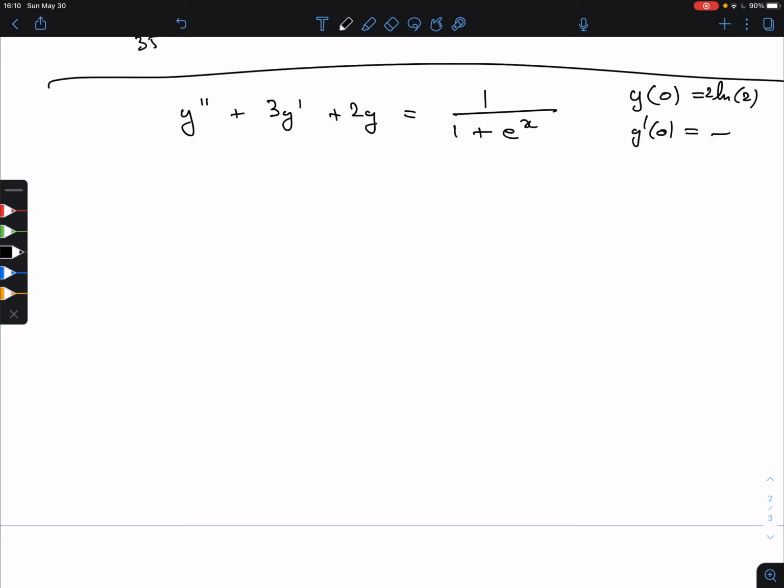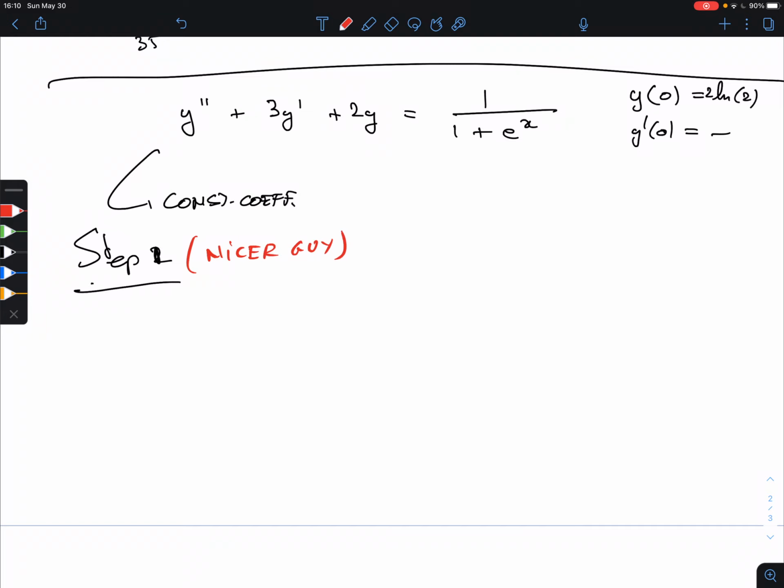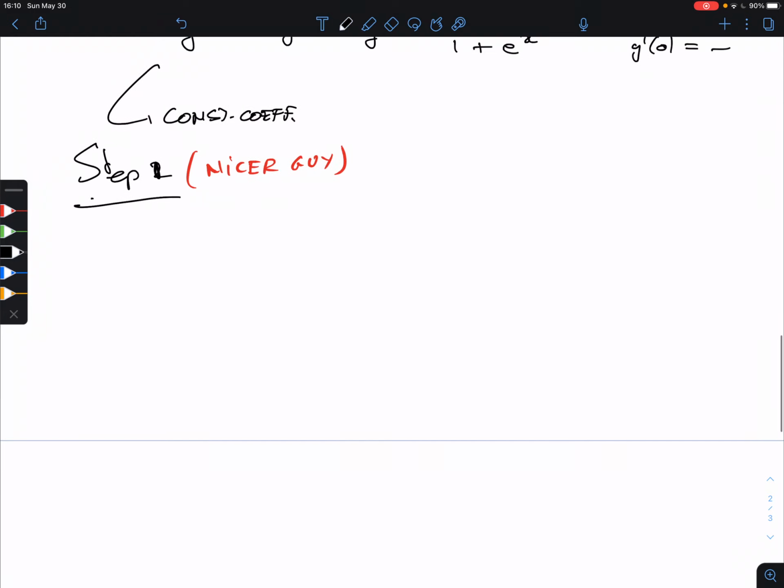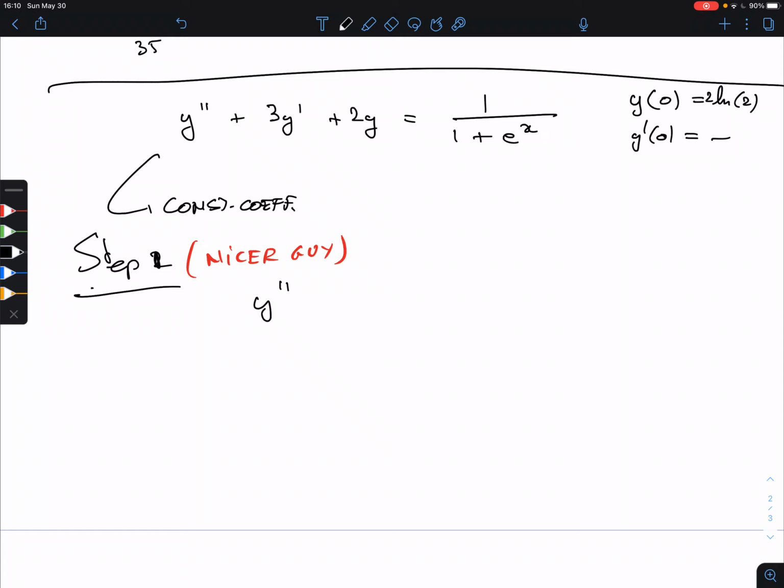So, can we find the fundamental system of solutions of the complementary homogeneous equation? It's a linear one with constant coefficients, so we know how to deal with this. Okay, Professor, step aside, I'm going to do it. So step 1, here, I am being the nicer guy. Okay, we know that this is y double prime plus 3y prime plus 2y equals 0.